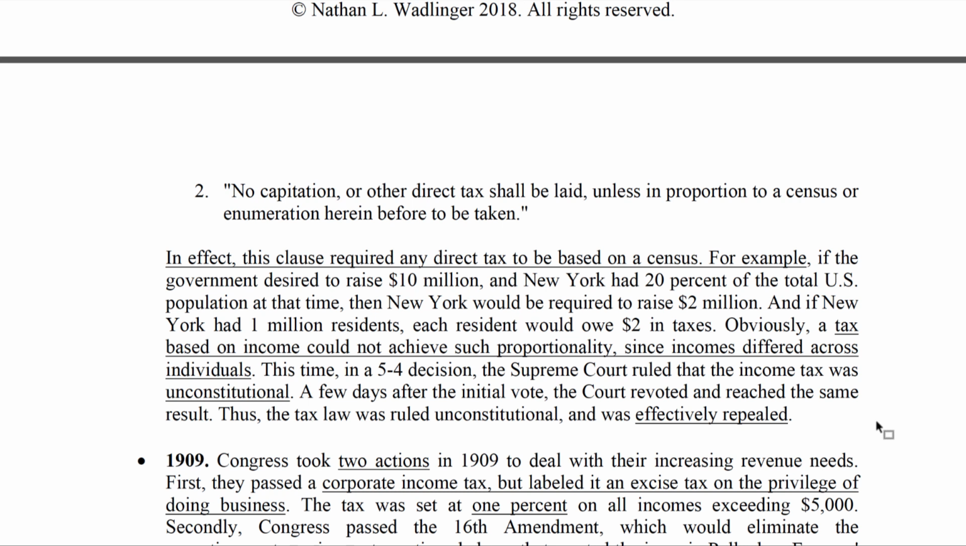That is viewed as a proportionate tax. We didn't focus on the income. We focused on a head tax. There's 1 million people in the state of New York, okay? So each person pays $2. We call that a head tax.